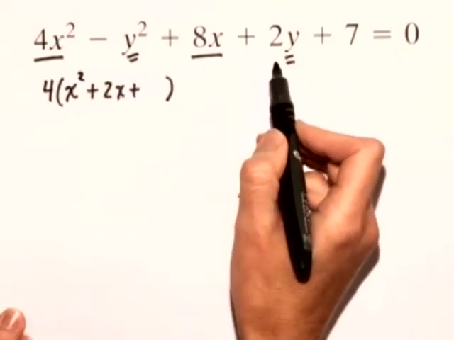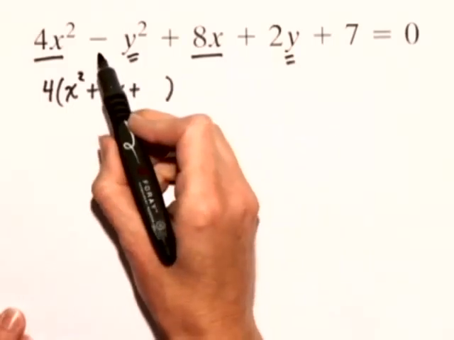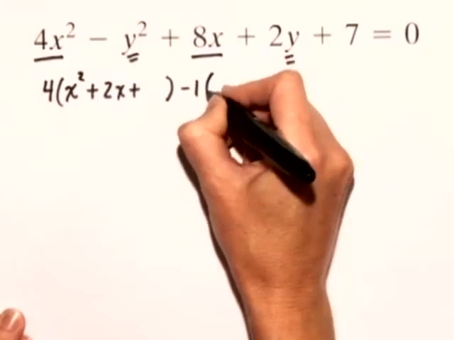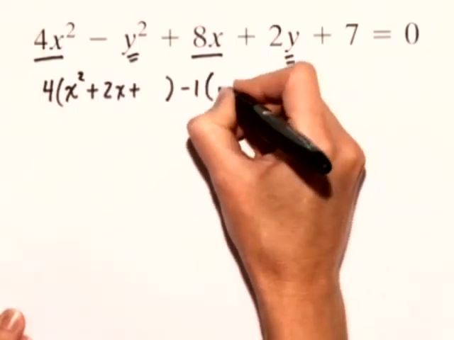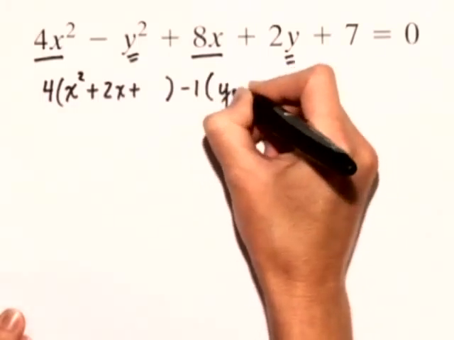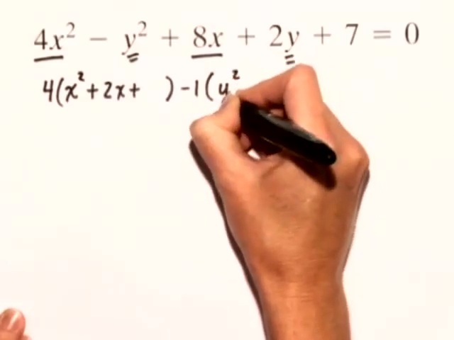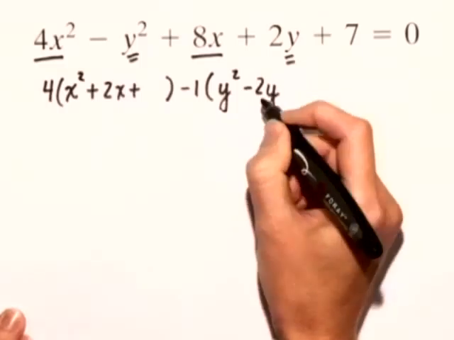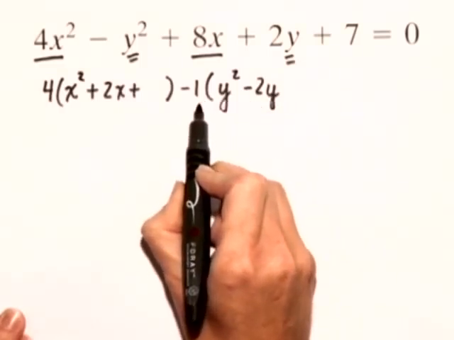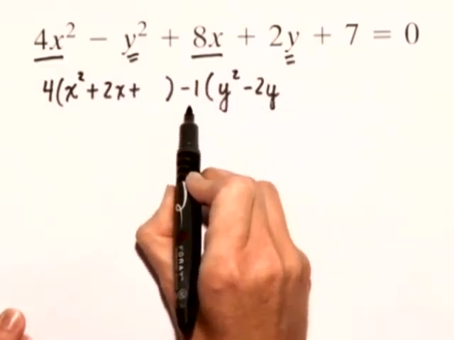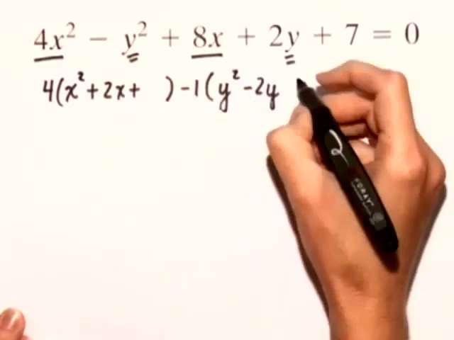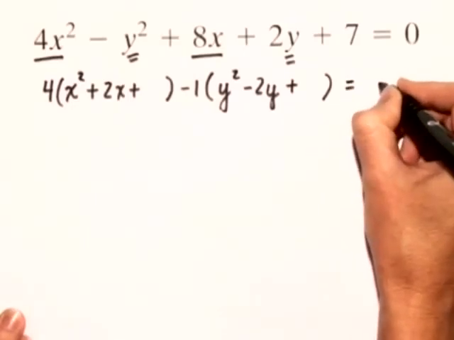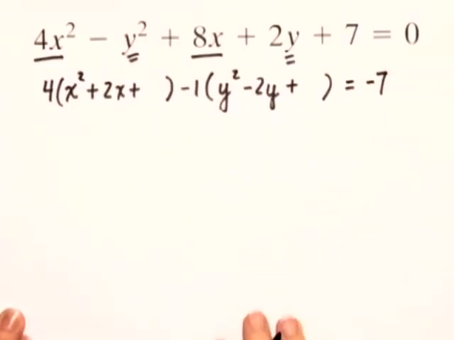Let's collect these terms at the same time, factor out the negative 1 from the y squared so that the y squared term also has a positive 1 coefficient. So we'll have negative 1 times the quantity y squared, and then we're going to have minus 2y, because if we distribute this negative 1 back through, we would have negative y squared plus 2y. And we'll leave some space, and we'll put the 7 on the right-hand side, and it becomes negative 7.